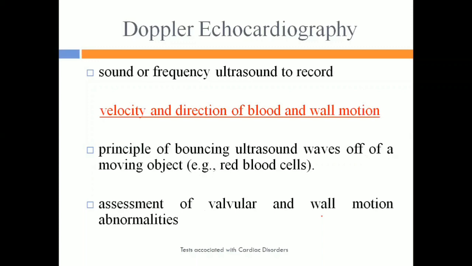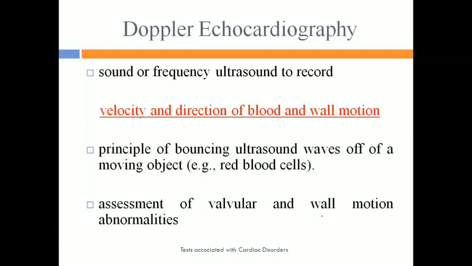Next one, so we have seen about transthoracic echocardiography. Now it is about Doppler echocardiography. So Doppler echocardiography is where we are going to use sounds, and the frequency of ultrasound will be passed through the heart, right? Based upon the velocity and direction of blood. So with the Doppler echocardiography, we can see the actual blood flow in the heart.